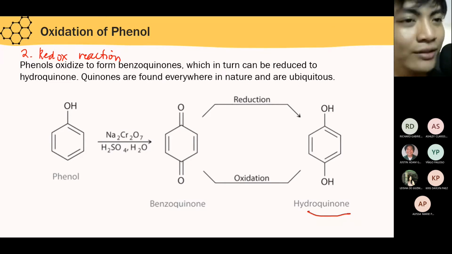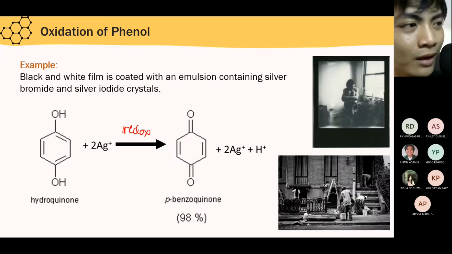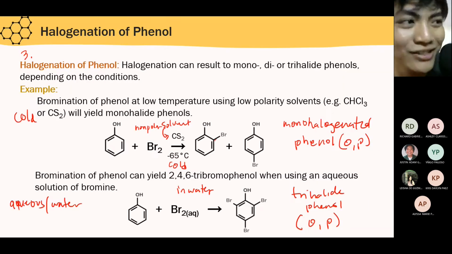And not only that. Other than cosmetic products, hydroquinones can be used as film developer. So, if you are a fan of negative film cameras, you have company. I also take photos using a film camera, although it's a bit expensive. And then the other reaction would be the halogenation of phenol.